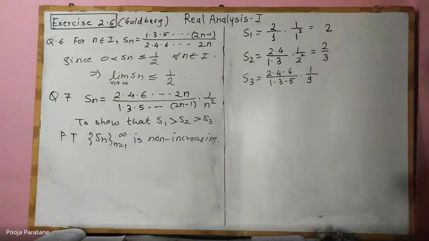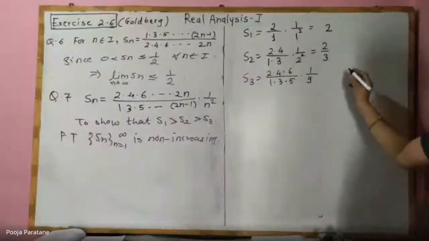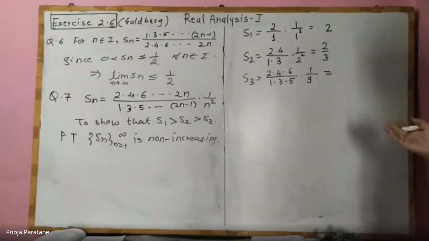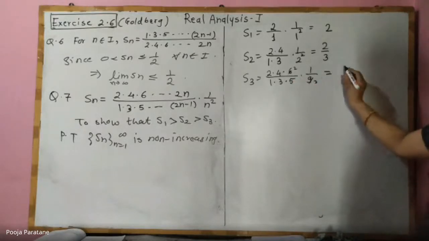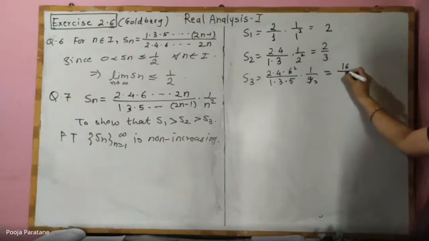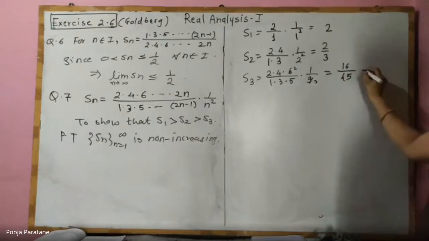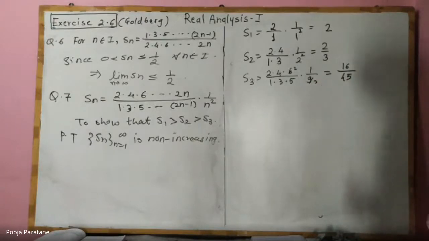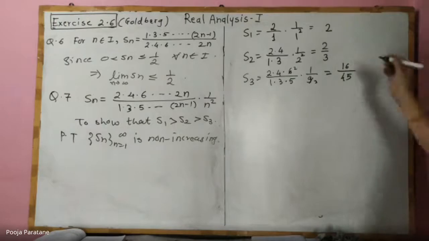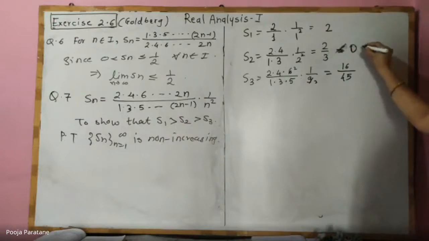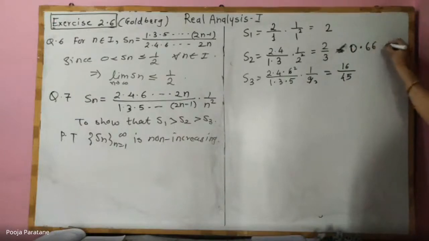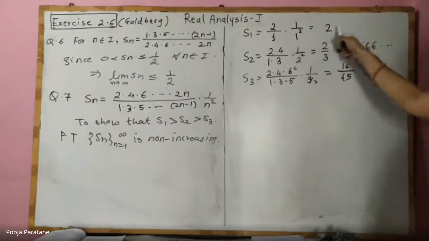So let us evaluate this. What we are getting here is, is there any common factor? Here 2 and here 3, right? So 4 into 4 is 16 upon 45, right? Let us check the value of these numbers. So here obviously this is equal to, I'm sorry, not 1 point, 0.66 something. So obviously it is less than 2.